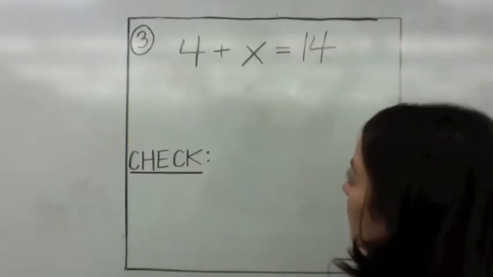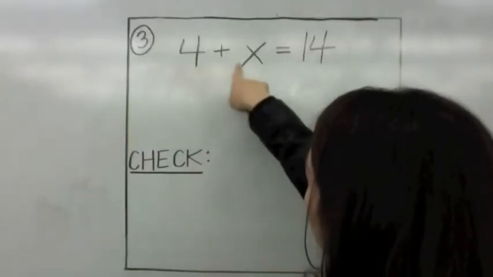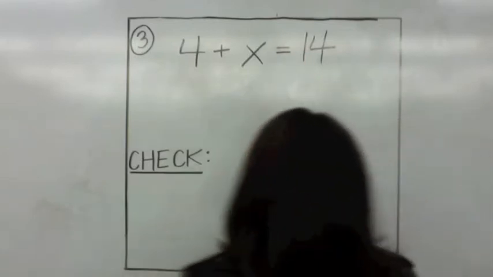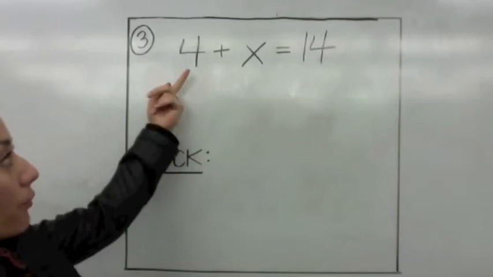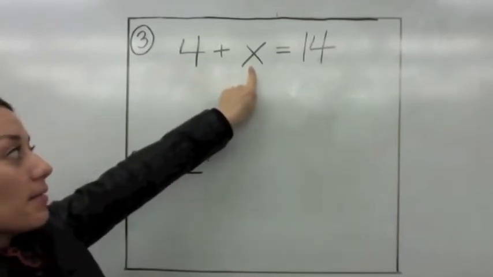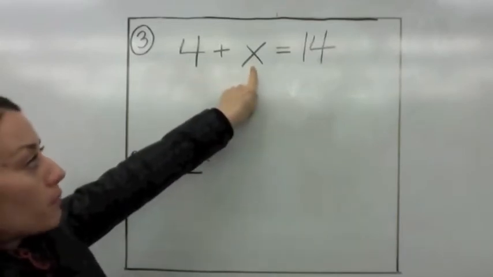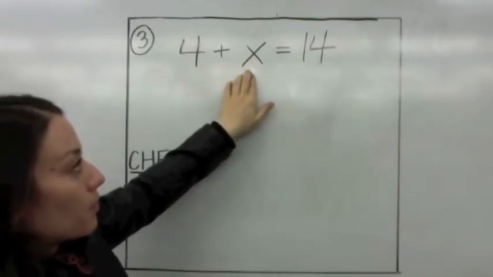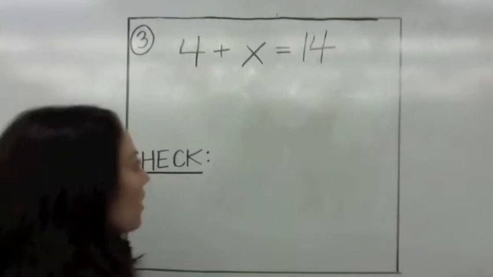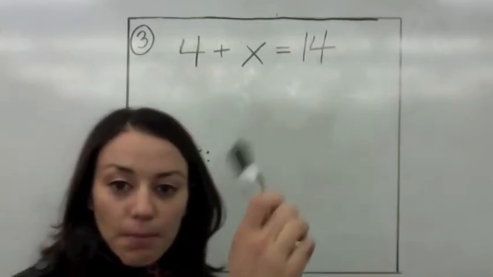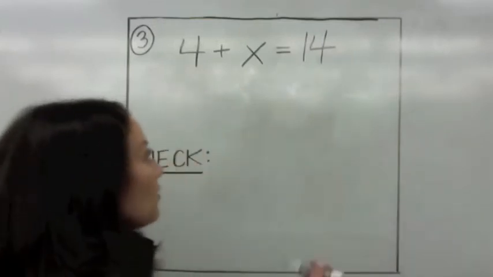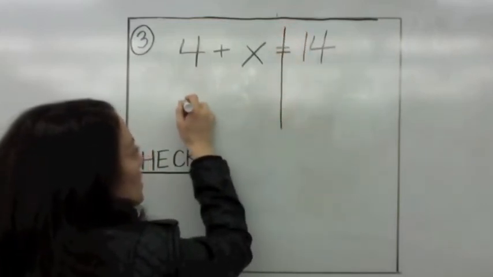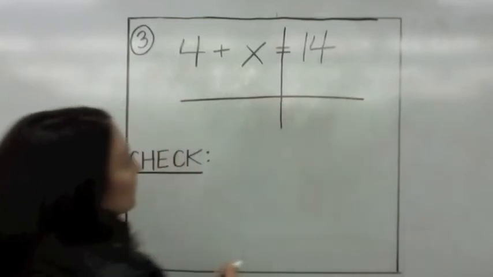Okay, let's read the last example together. It says 4 plus x equals 14. So this is asking, if you start with the number 4 and you add a number, which number will give you 14? 4 plus what number gives you 14? Okay, so our first step is to do what? Make a T. You make a T through the equal sign and you leave some space.